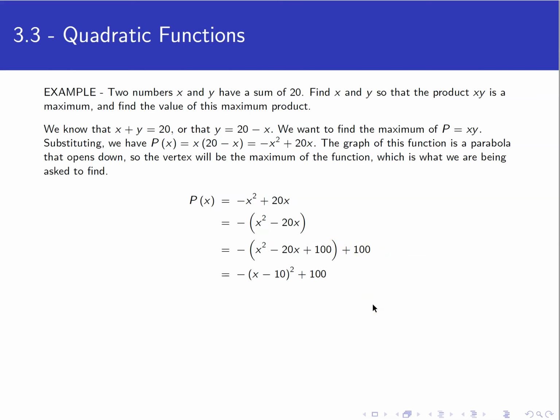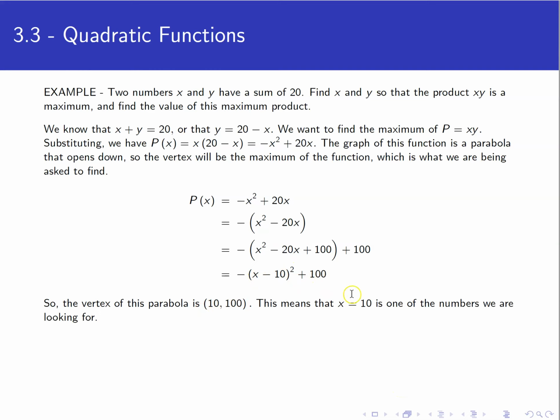Now we factor. Remember, we've rigged it so this factors the same way every single time. It's always x, same sign, half that coefficient, quantity squared. Now we can read the vertex of the parabola. It's 10, because remember the standard form is x minus h, so it's 10, 100. That means that our x equals 10 is one of our numbers that we're looking for, because that's the x coordinate. We can figure out the y by plugging that x value into the relationship that we found between x and y, which means our y is also 10.